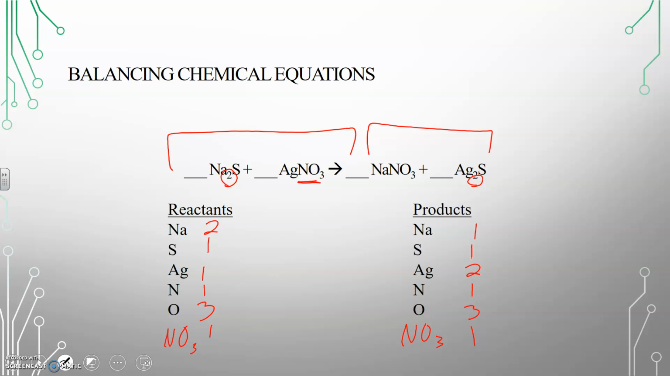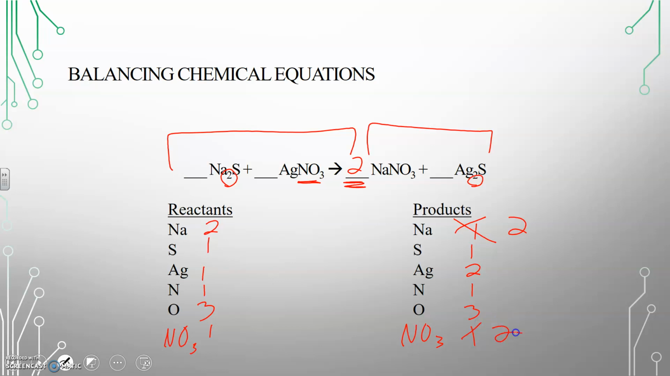Okay? Because we need to balance our sodium, the easiest way is to just start with the sodium. Put a 2 here. Now we're going to cross out this 1 after the sodium and add in a 2. Because now our coefficient right here tells us that we have 2 of these NaNO3s, which means we have 2 sodiums.